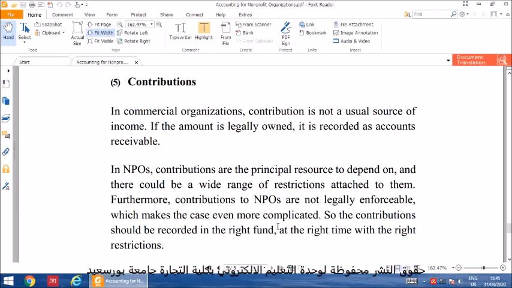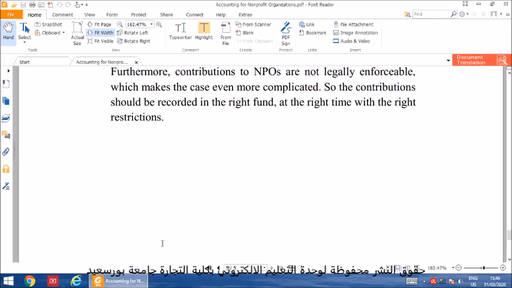The contributions should be recorded in the right fund, at the right time, with the right restrictions. Contributions in non-profit organizations should be recorded in the right fund, at the right time, with the right restriction.